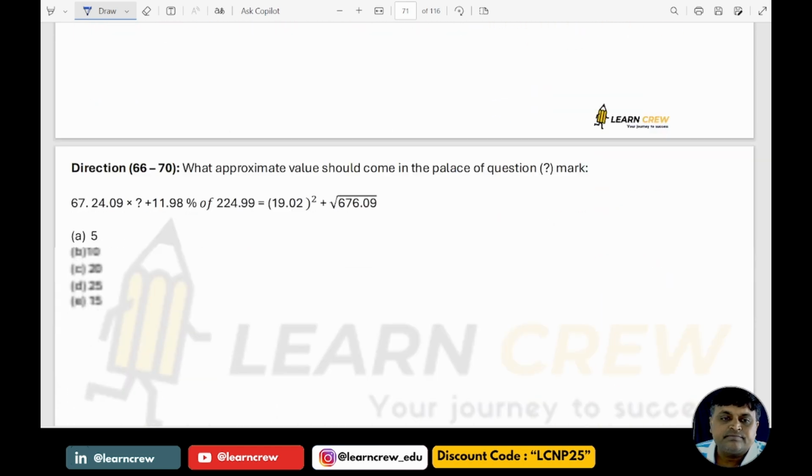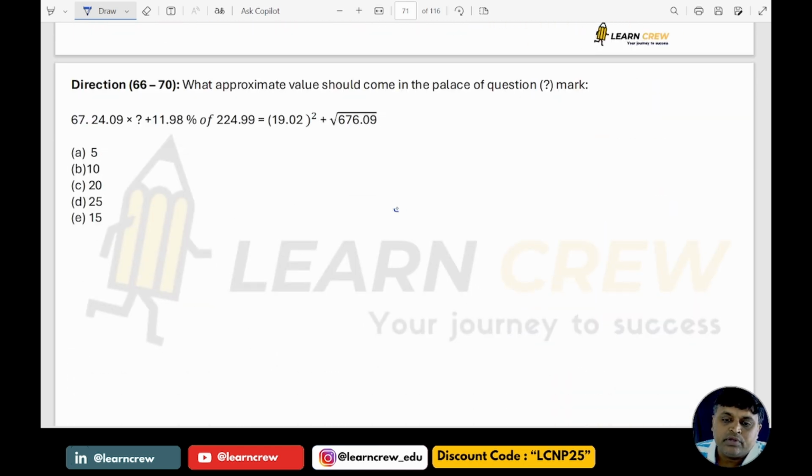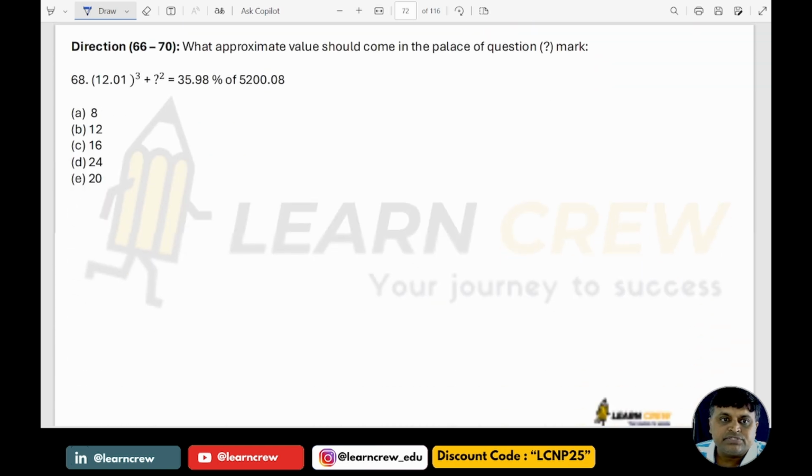Next, 24 into x plus 12% of 225. 12% of 225 is how much? 27. 19 square is 361. 676 under root is 26. So now 24x is equal to 387 minus 27, 360. Thereby x is 15. Next, question number 68.